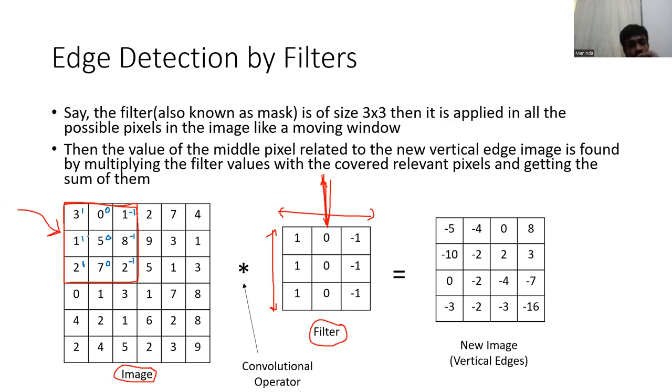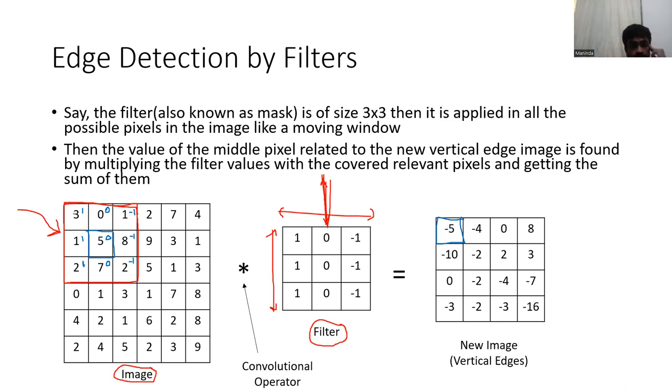Now we are going to find the mid value. We are going to find a certain value from this image, which is relevant to this window. We are going to predict the value for this position. It has already given us -5, so let's see how this -5 is obtained.